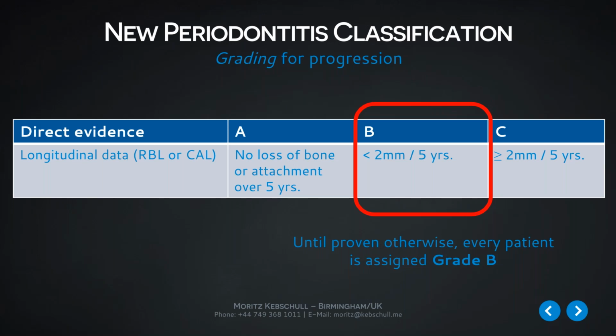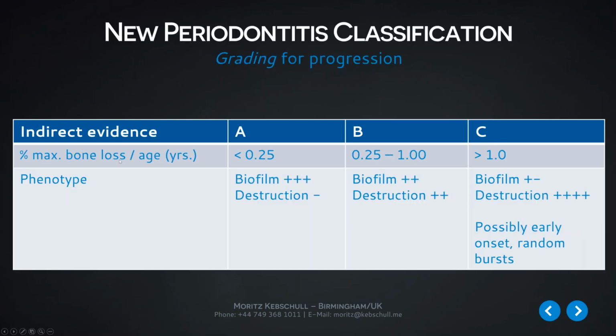The most important part for you to remember is that every patient, until proven otherwise, is assigned grade B, normal progression. And importantly, we will in clinical practice need to differentiate those with a normal progression from those with very fast progression. Typically, this is done either using longitudinal data or the ratio of maximum bone loss in % in the interdental space and the age. So in summary, because you want to differentiate B and C, you would be looking for an interdental space in your patient where you have more bone loss in % than the age of the patient.